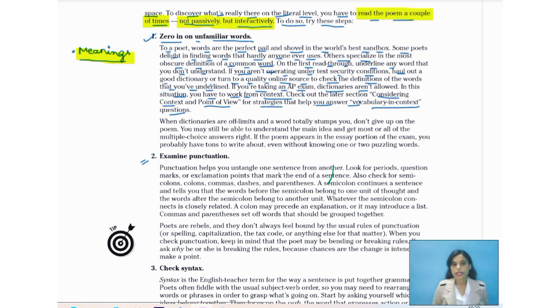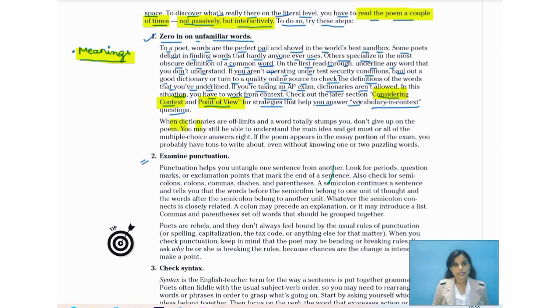So basically, in order to understand the new word, you need to consider the context, like where is this word used, in which context has this word been used, and what point of view has been used. If you can analyze these two things, you would be able to understand at least 50% of what the new vocab is trying to say.